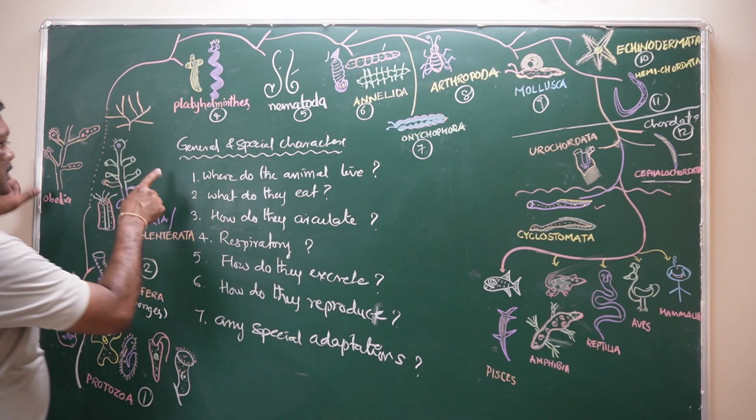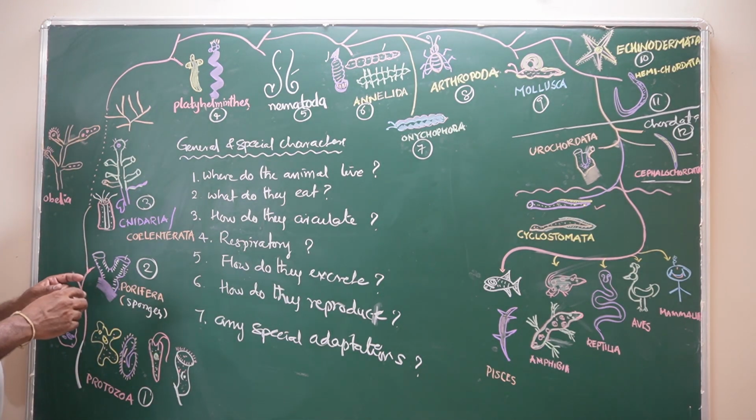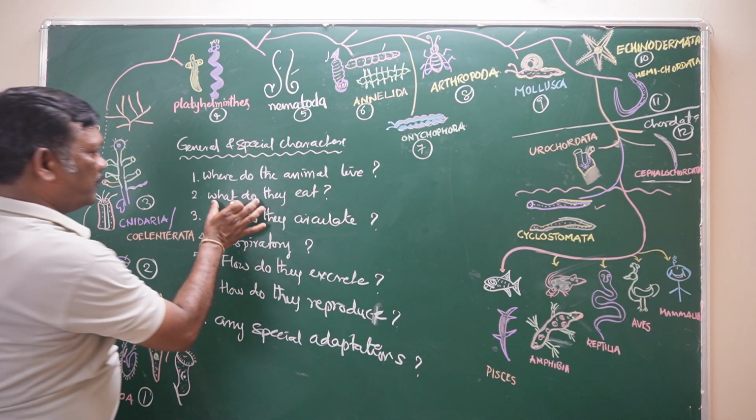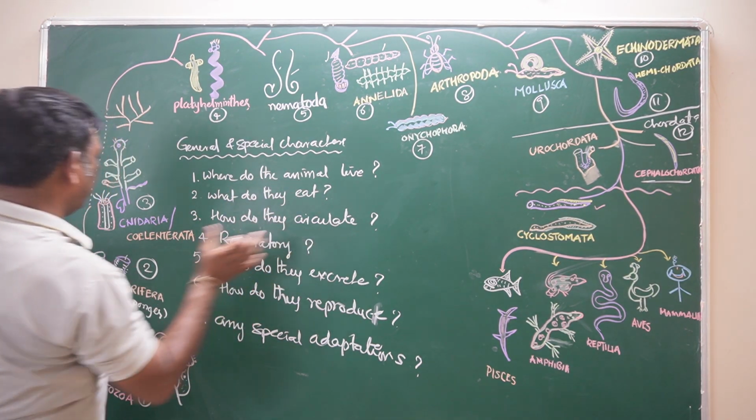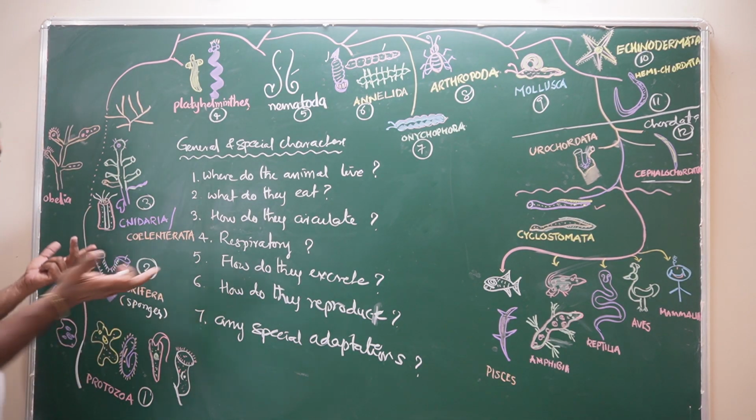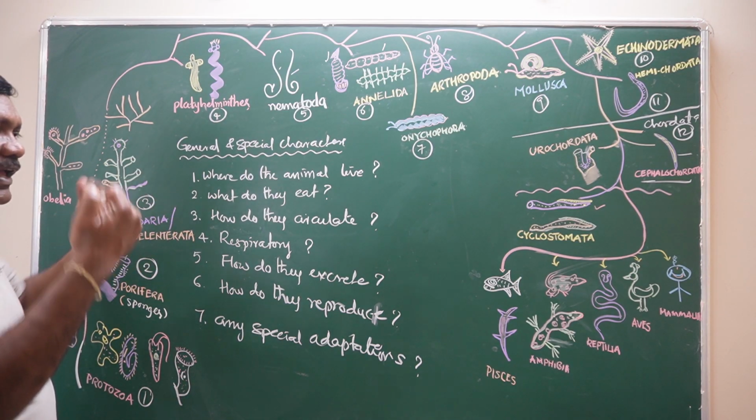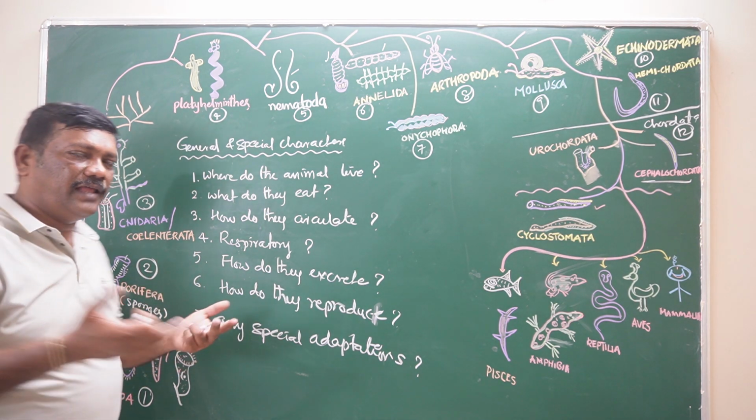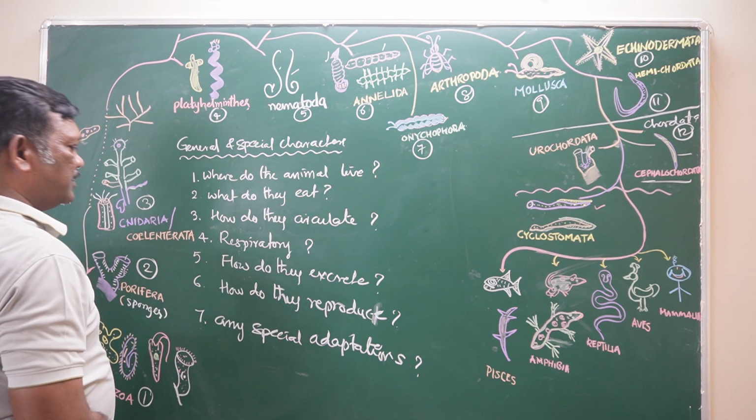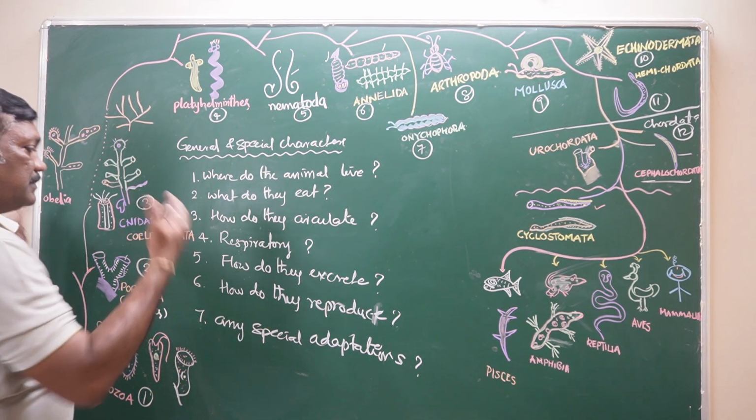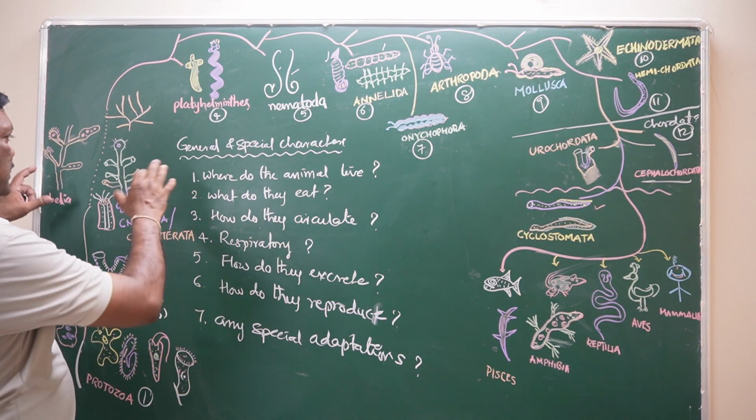In this animal, we have to discuss the general characters. Now, our discussion is the general characters of Cnidaria or Coelenterata. Where do the coelenterates live? What do they eat? How do they circulate? Coelenterates or cnidarians are free living animals. They take complex food material from outside. They digest the food in the digestive tract with the help of enzymatic reaction, and they can circulate the food material and take oxygen from outside. They can excrete the excretory material, and both sexual and asexual reproduction take place in them.